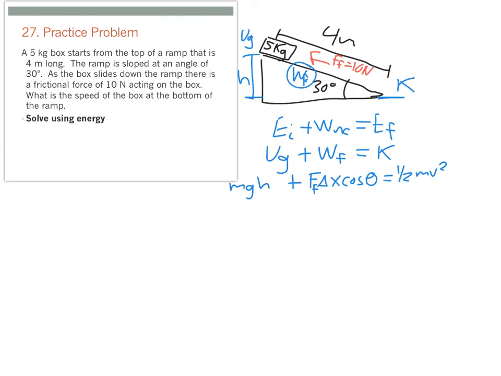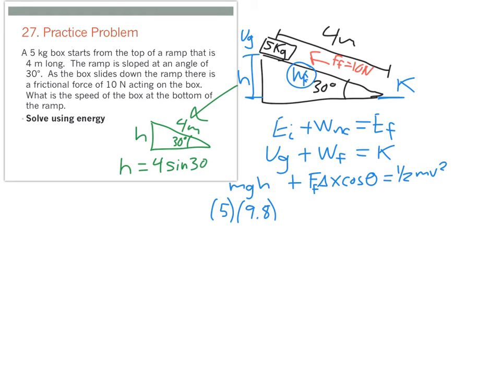So I can fill in the formulas I have for potential energy, work, and kinetic energy, and then start filling in the values I know. My mass here is 5, g is 9.8. My height I don't know, but I can think about this triangle here. We have a 4-meter long ramp sloped at an angle of 30 degrees, and so this height here is just the opposite side. So I can say that height is 4 times sine of 30, which gives me a height of 2 meters. So I can fill in that height there.